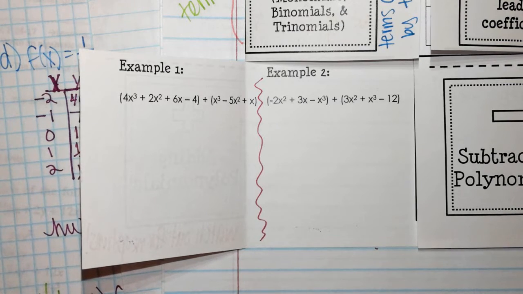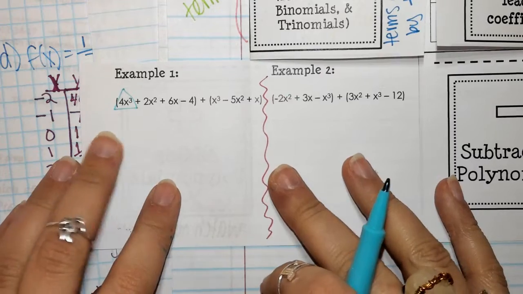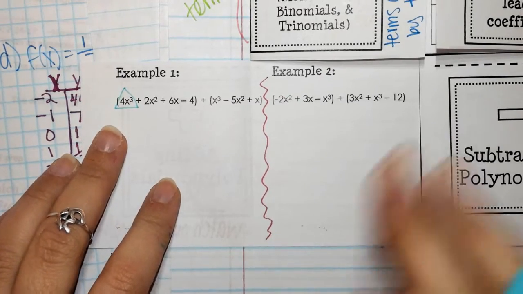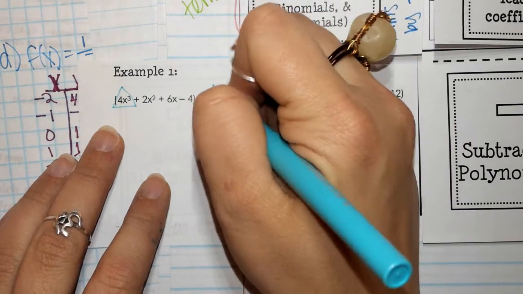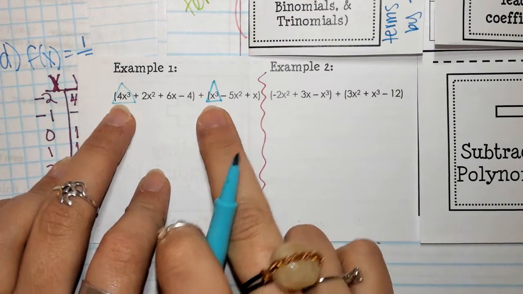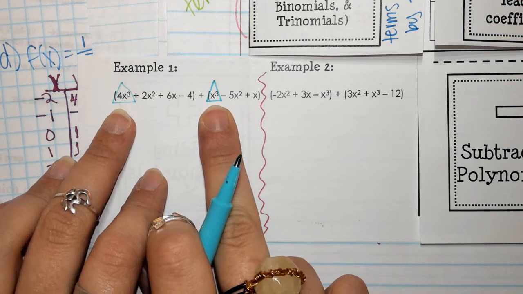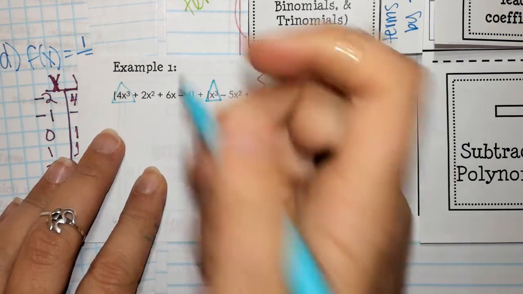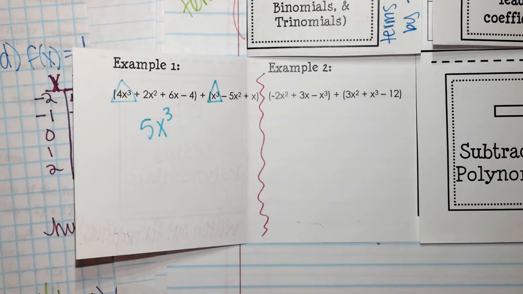Are we ready? So I'm going to start by putting a triangle around 4x cubed. And the reason I'm doing that is so that I can make sure I match up my like terms. Now, what goes with 4x cubed? X cubed. So those go together. That's why I put triangles around them. What is 4 plus 1? So we have 5x cubed.